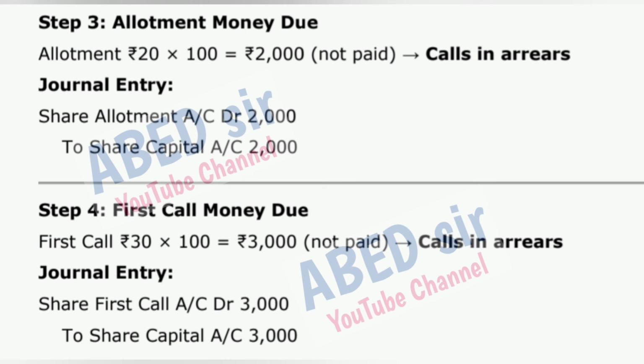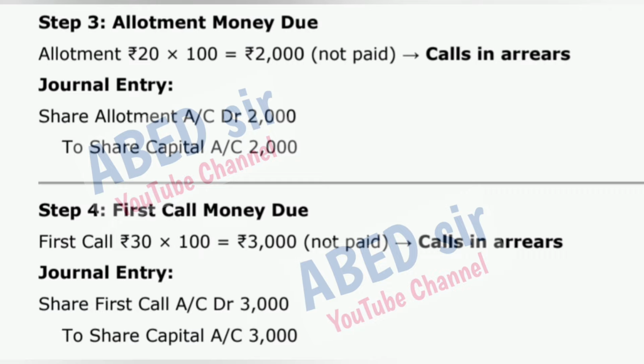Journal entry. Share Allotment A/c Dr. 2000 to Share Capital A/c 2000. Step 4. First call money due. First call 30 rupees times 100 is equal to 3000 rupees, not paid, calls in arrears.